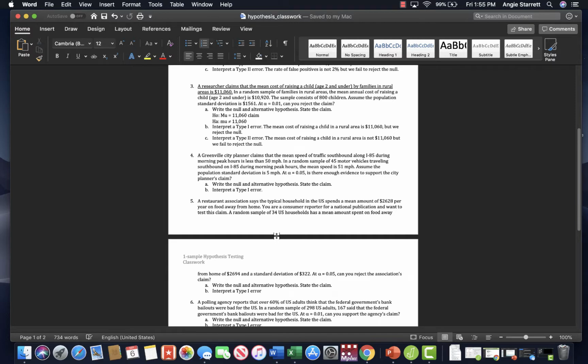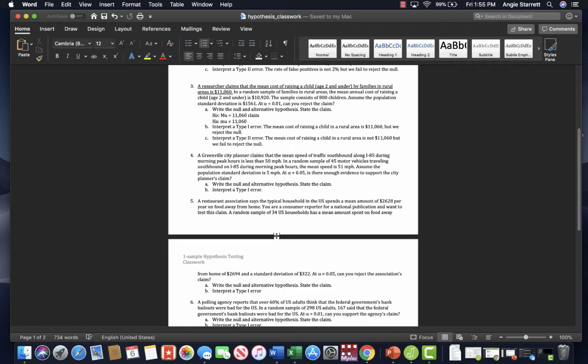Moving on to number 4. A Greenville city planner claims that the mean speed of traffic southbound along I-85 during morning peak hours is less than 50 miles per hour. In a random sample of 45 motor vehicles traveling southbound on I-85 during morning peak hours, the mean speed is 51 miles per hour. Assume the population standard deviation is 5 miles per hour. At alpha equals 0.05, is there enough evidence to support the city planner's claim?